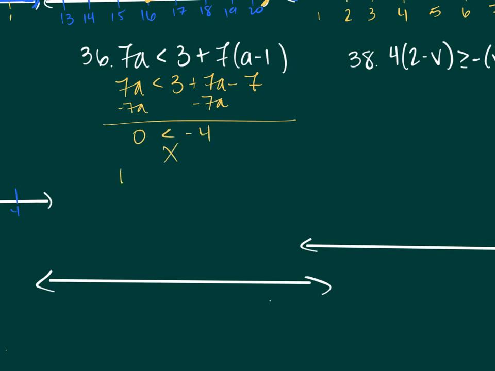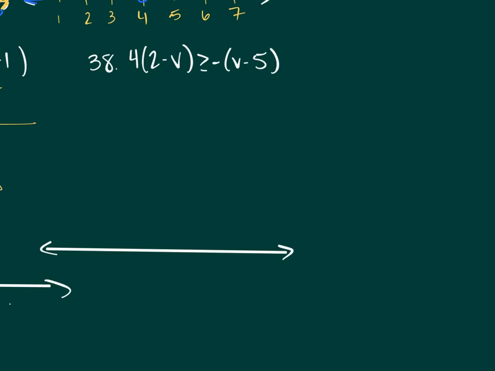This is not possible, so there is no solution, right? Because 0 cannot be less than negative 4. If we had gotten negative 4 less than 0, then this would be all real numbers, right? Because no matter what number I plug in, I'm still going to get that negative 4 is less than 0. It just happens that this one is the opposite. So there is no solution here, and there is therefore no graph.